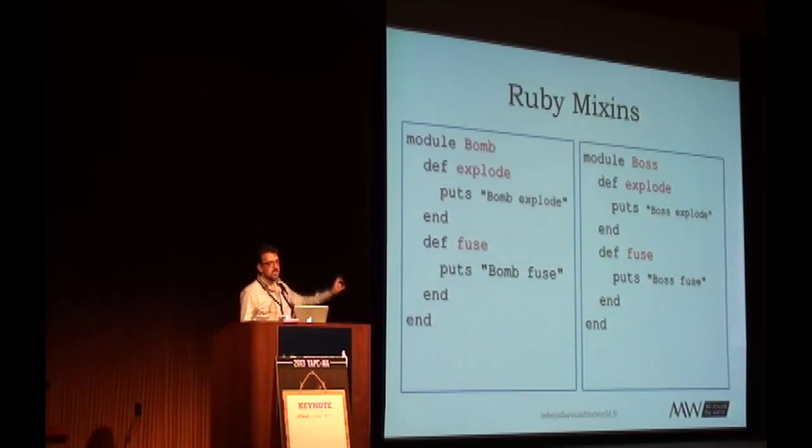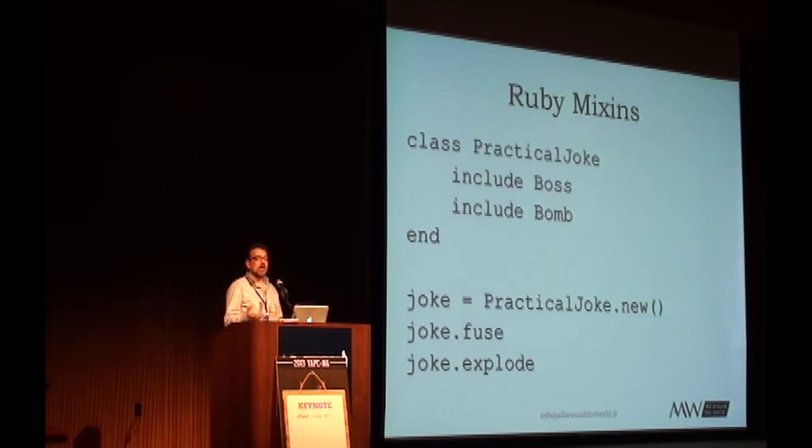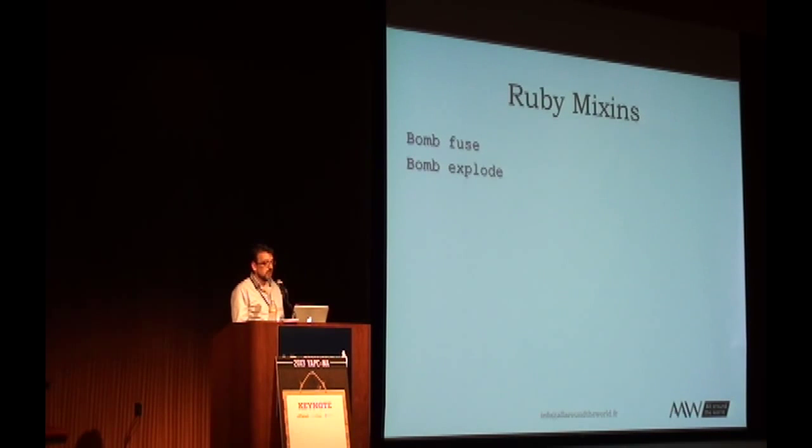So let's see how this is implemented in Ruby. On the left, we have the bomb mixin. On the right, we have the boss mixin. We have def explode, def fuse for both of those. And the bomb side says bomb explode, bomb fuse. And the boss side puts the string boss explode, boss fuse. Fairly straightforward. And here's your practical joke class. You include boss, you include bomb. You instantiate a new practical joke object. You light your fuse, it explodes. And it says bomb fuse, bomb explode. You didn't get the boss behavior.